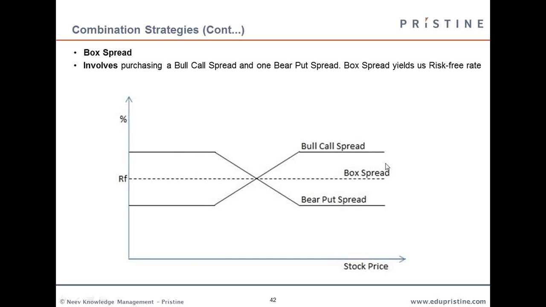Finally we have the bond, wherein you want to lock in your profit at any cost. So what we do is we combine a bull call and a bear put spread, for which the payoffs are as shown. When we have a profit in case of bear put, we have a loss in case of bull call, which ultimately ends up giving you the risk-free rate of return.